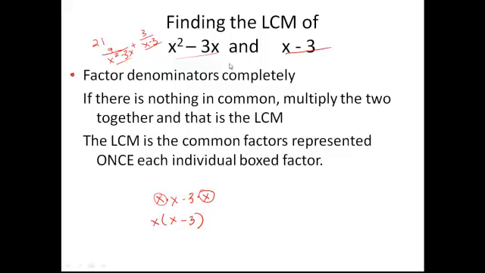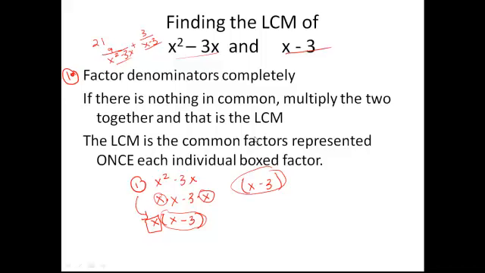Alright, so factor that completely. This right here, so x squared minus 3x, this was step 1, basically. Okay, so here was step 1. That's what I got. And also, if you factor x minus 3, they don't have anything in common. This is as factored as that will get. Okay, if there is nothing in common, multiply the two together, and that is the LCM. Otherwise, what we're going to do is that whole process of circling. I'm going to circle what we do have in common and box what we do not.